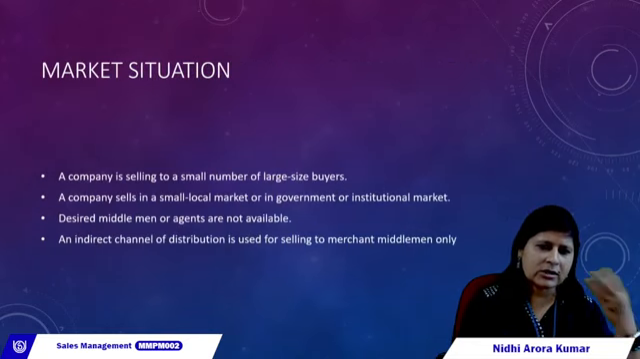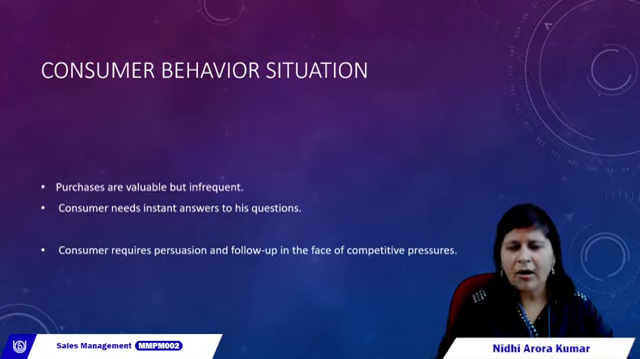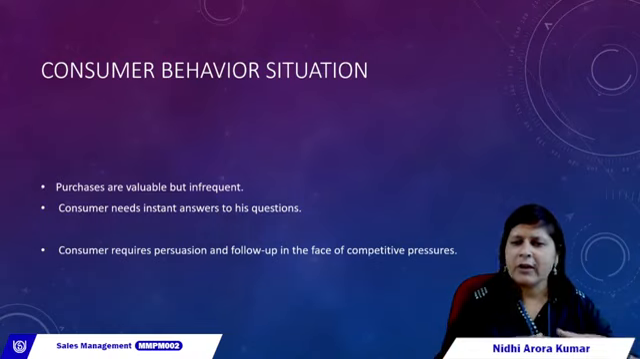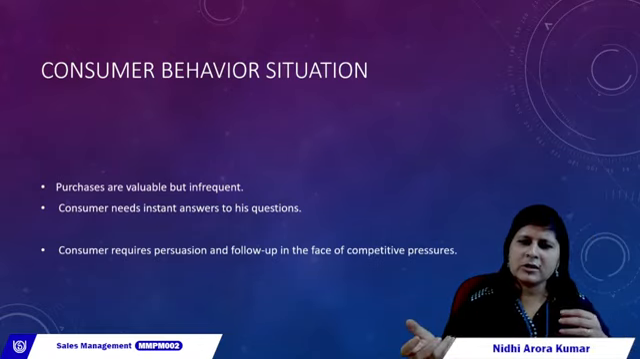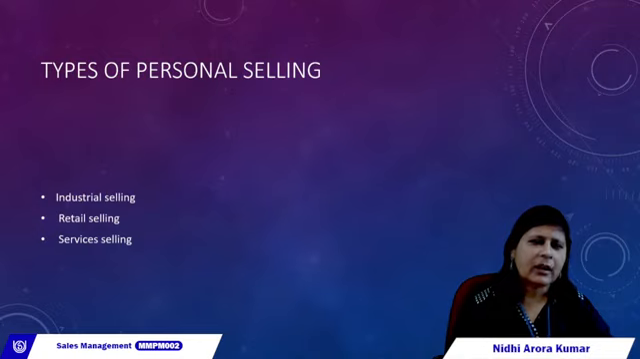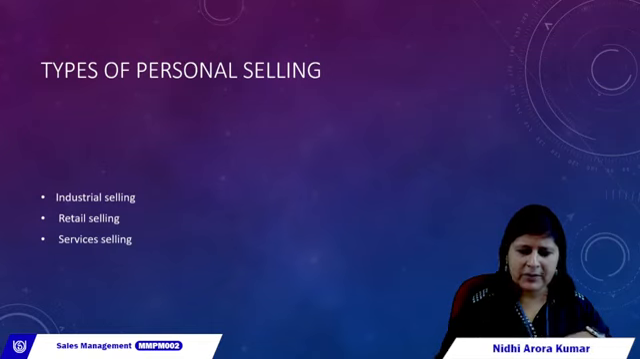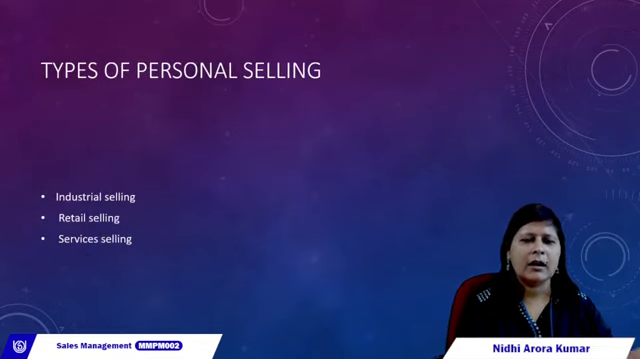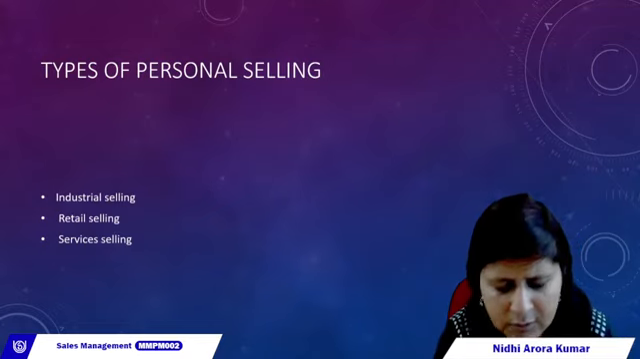So we discussed the product situation, market situation, company situation and consumer behavior situation. If one or more of these situations exist, then they could be conducive for personal selling. Types of personal selling: actually, there are various types of personal selling, that is, industrial selling, retail selling, and services selling.